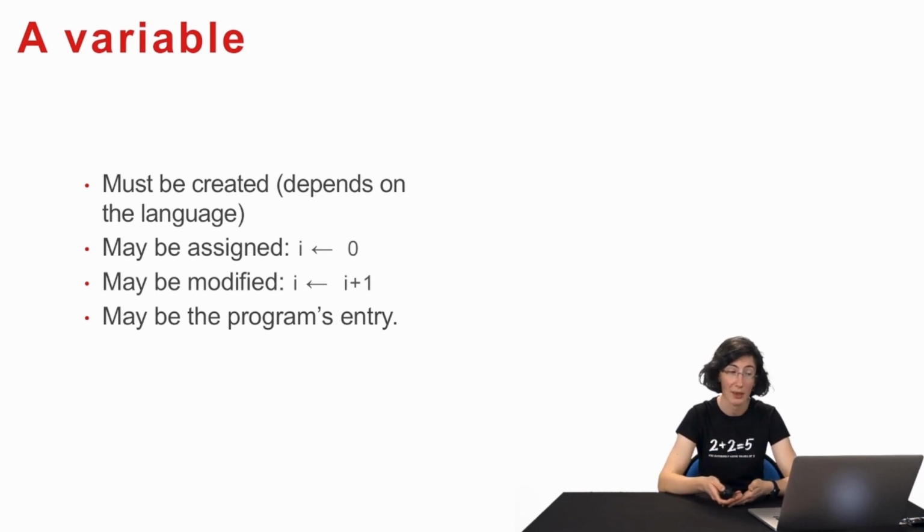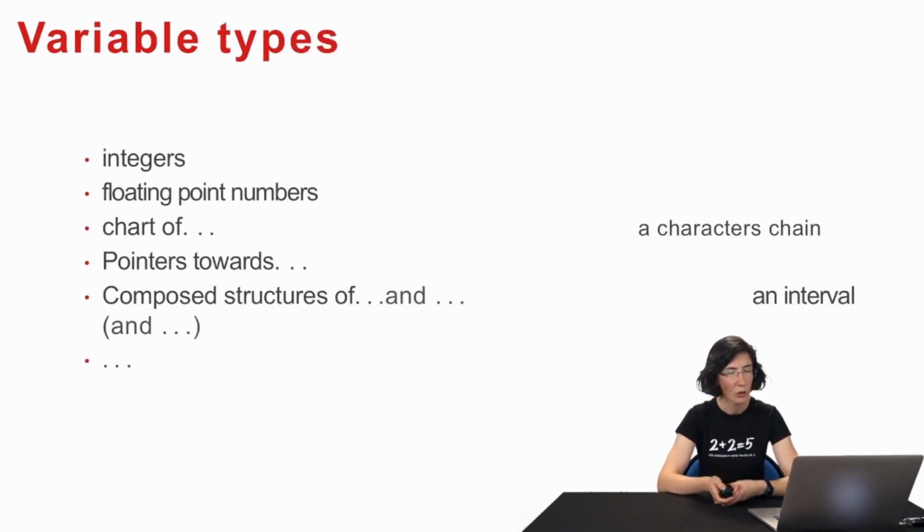A regular assignment is I get I plus 1, which means considering the value of I, adding 1 to it, and rewriting on I's memory space this new value. So if I equal 3, after that instruction I will be equal 4. A variable can also be the program's entry, which means a function can have a certain number of arguments, which then become variables also.